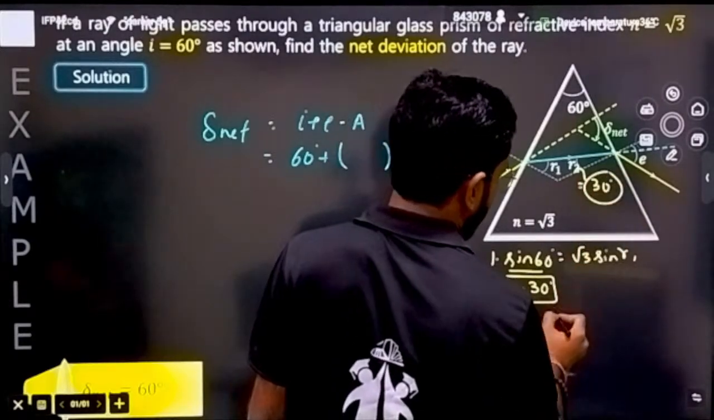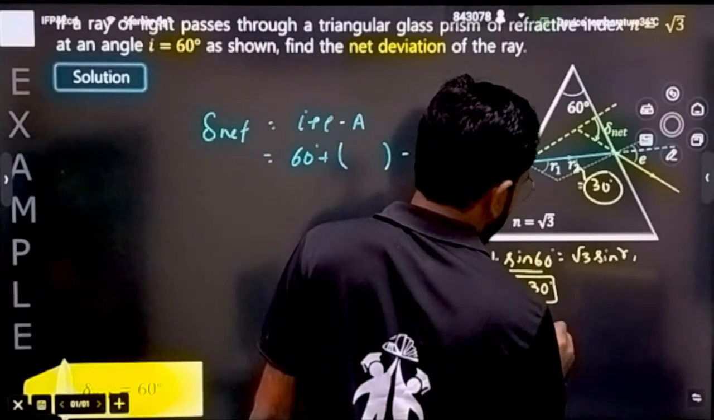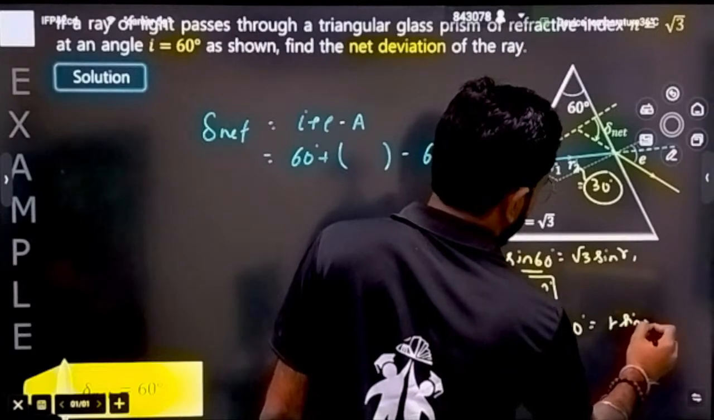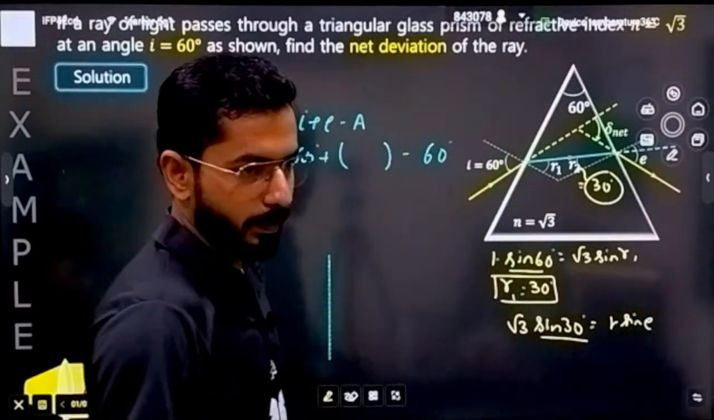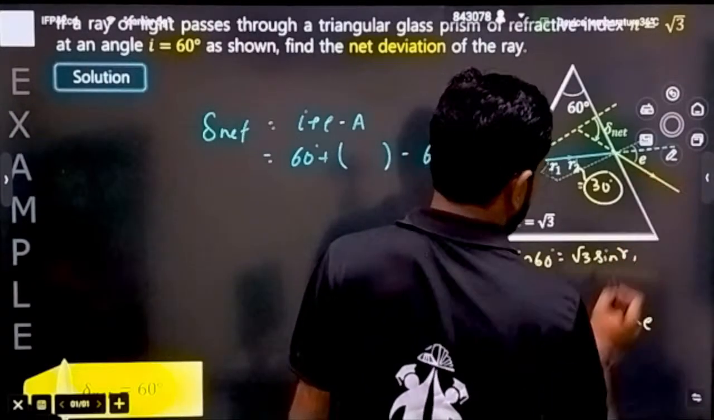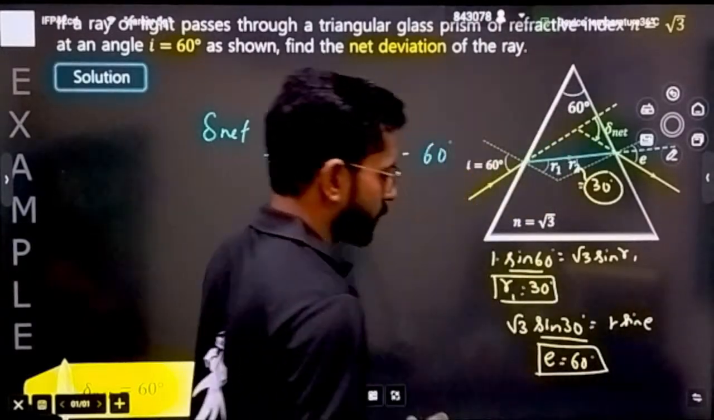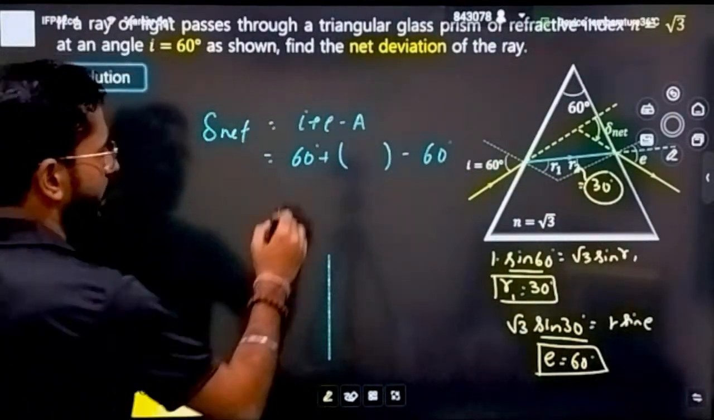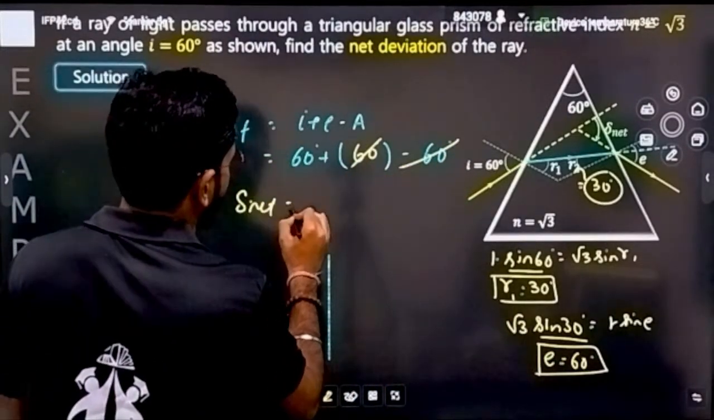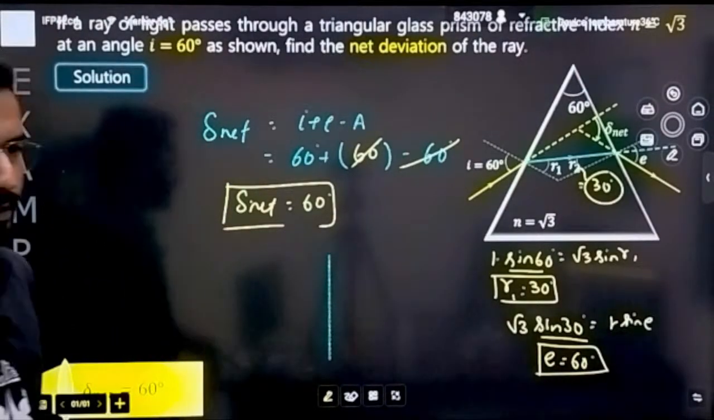If R2 is equal to 30, can you calculate E? E can be written as: root 3 into sine of 30 is equal to 1 into sine of E. Now sine 30 becomes 1 by 2, so it becomes root 3 by 2, that means E is equal to 60 degrees. So how much will you say? I plus 60 minus again 60, that means the net deviation is coming equal to 60 degrees. Clear?